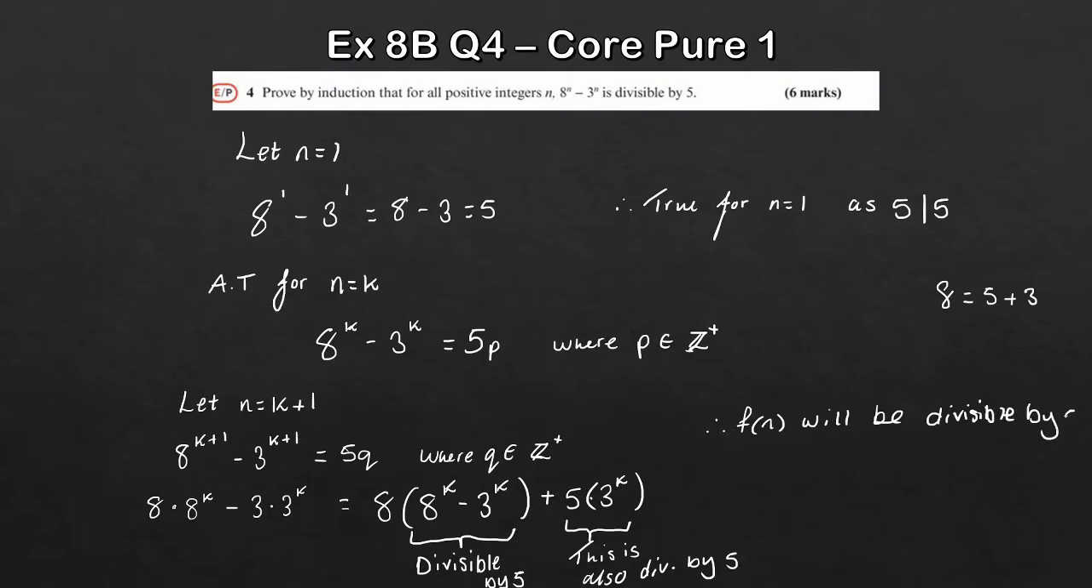Divisible by 5. Because the result here, so this is divisible by 5. This is also, because it's 5 times it. So they're both divisible by 5. If you have two things that are divisible by 5, the result will also be divisible by 5 as well.